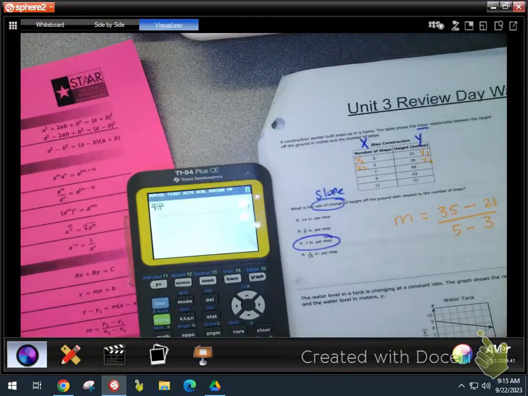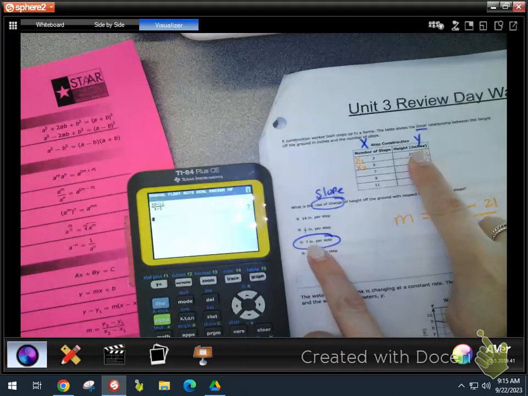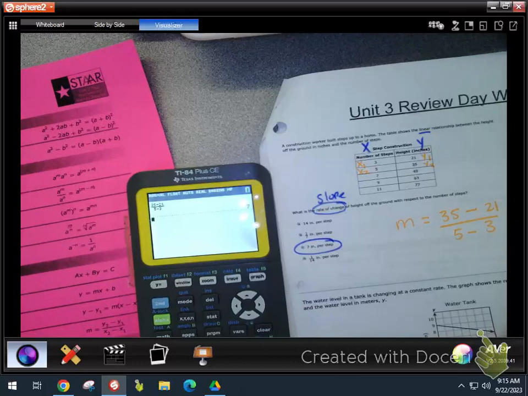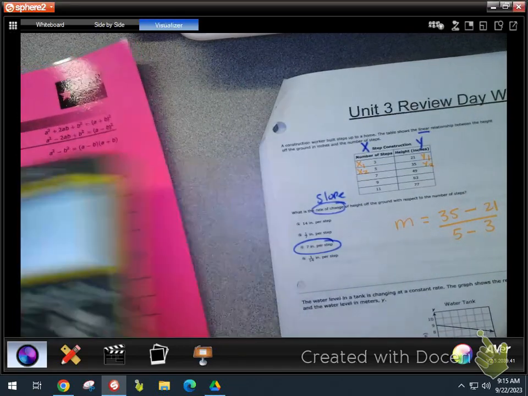Now, it did kind of relate it to the story because we're talking about height in inches per step. So you see how they kind of put that, like this is what it means. They're increasing, because it's positive, 7 inches per step. Remember, per is one of those words that tells you you're talking about slope. Okay, it's the rate, y per x. And so that's where that comes from there.